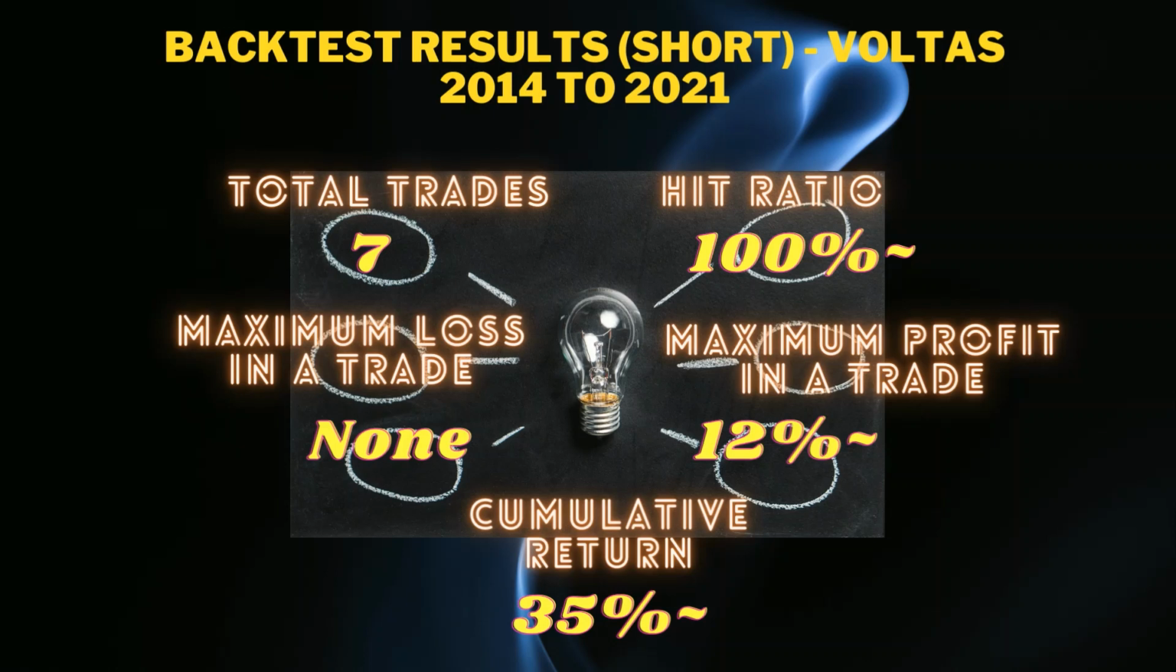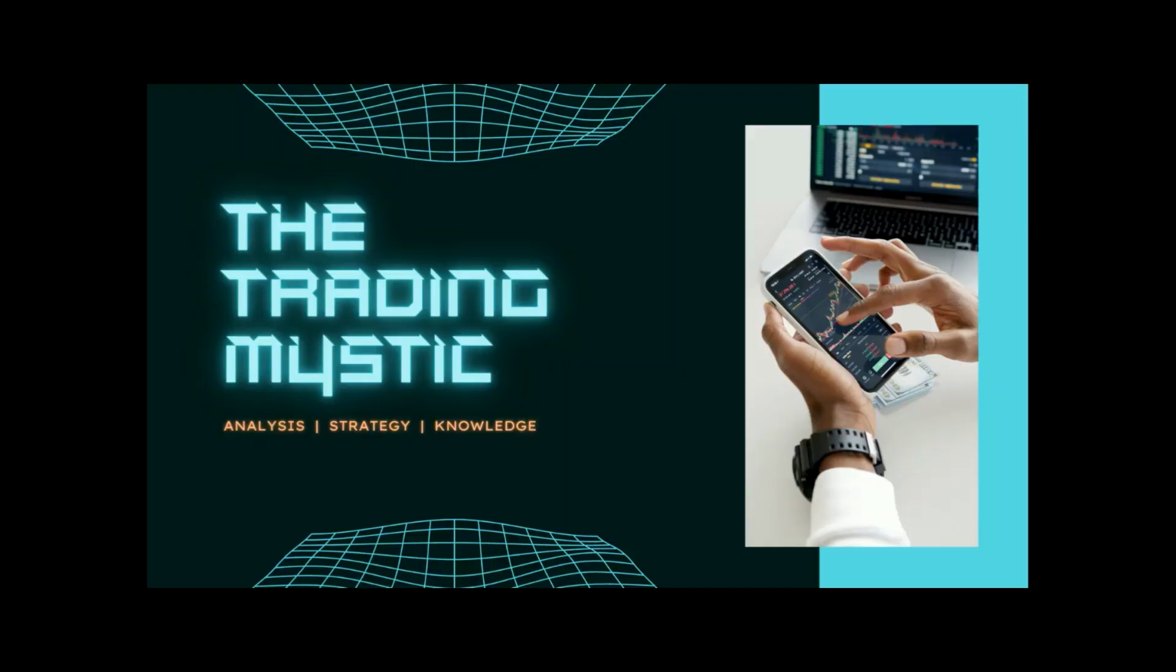And finally, the backtest result of our short strategy after running both the strategies simultaneously. The total number of trades reduced to 7. It was 8 earlier, if you recollect. But the hit ratio remained the same, 100%. The maximum loss and the maximum profit in a trade remain unchanged. The cumulative return reduced by 2% to reach 35%.